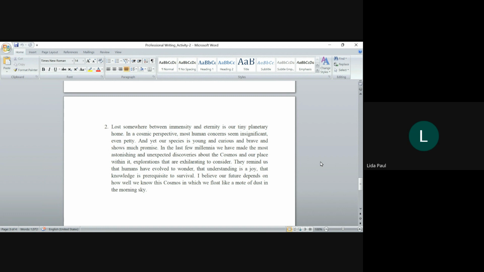One sentence is, human discovered cosmos float like a mote of dust. Yeah, that's the last sentence, right? Yeah, but attach some word. What is that? Humans discovered? Human discovering. Okay, okay.